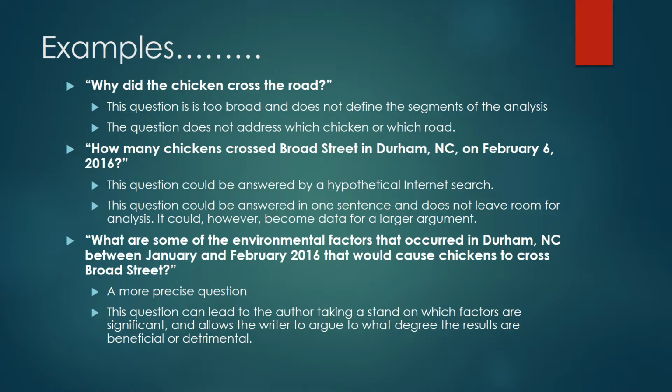So let's look at a third attempt at a research question. What are some of the environmental factors that occurred in Durham, North Carolina between January and February 2016 that would cause chickens to cross Broad Street? So this is a more precise question, and the question can lead the author to taking a stand on which factors are significant and allow the writer to argue to what degree the results are beneficial.